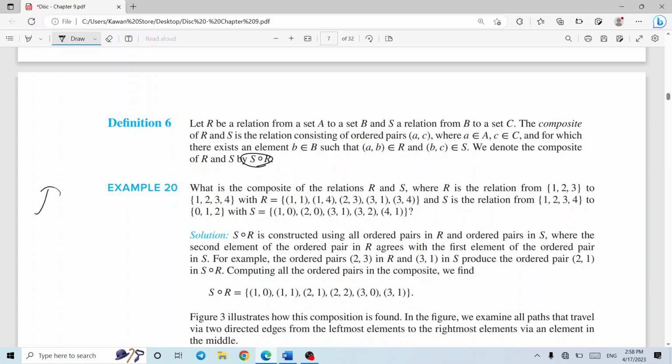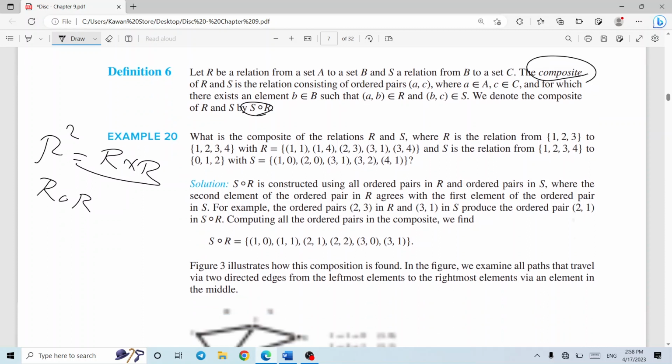When I say R2, it's not R cross R. Careful here. When I say R2, because we are talking about relations, it means R circle R. Understood? It's not cross. It means circle. It means combination, composition. So how do we compose two relations?